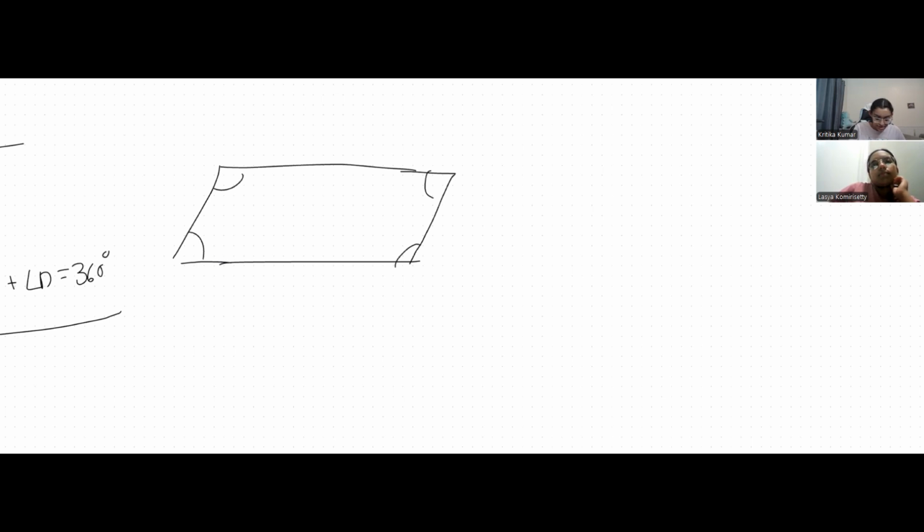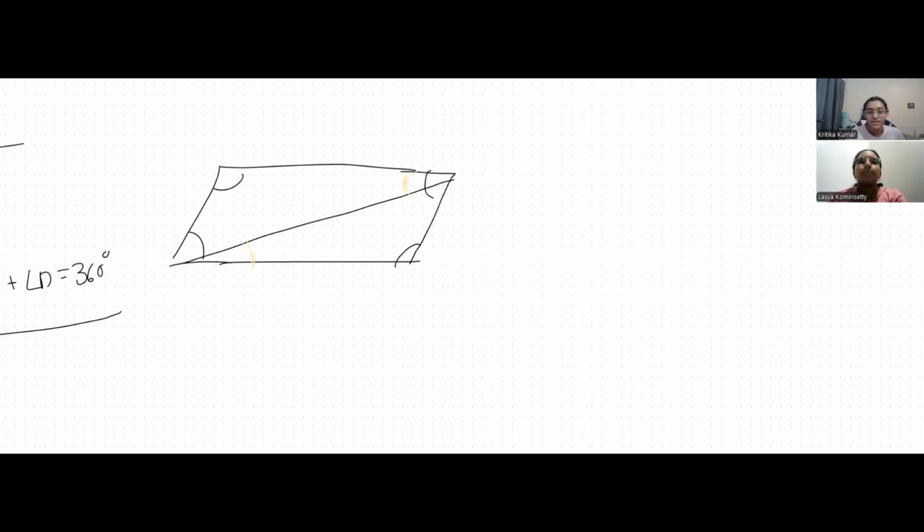Now, if I draw a line across, let me change my color so it's easier for you to see. You're gonna know that this angle right here and this angle over here are gonna be equal. And that way you can have many questions, but you're probably not gonna have those just yet. But it's always good to know things for the future.